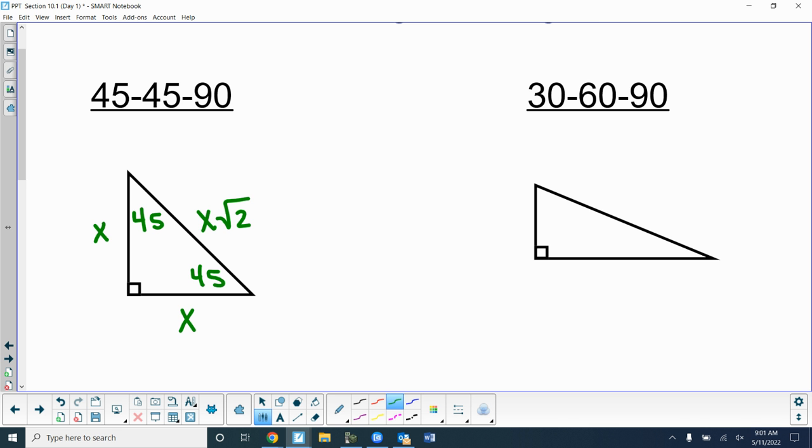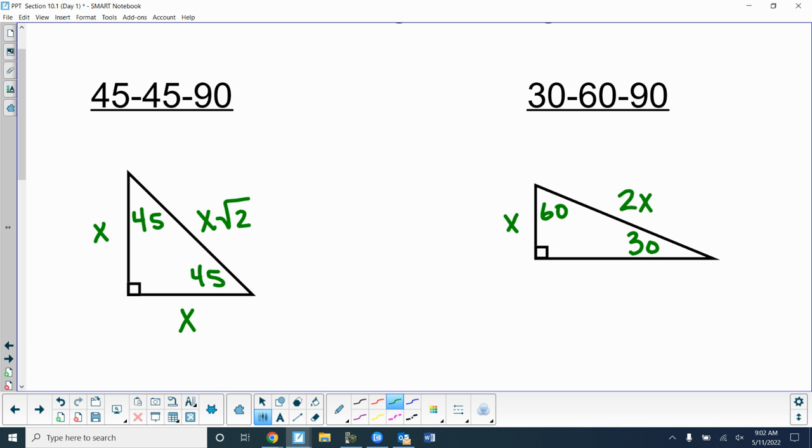Okay? So when you got a 30, 60, no, x radical 2 is different from x squared, right? Opposite the 30, we call the short leg. We're going to call that one the x. The hypotenuse in a 30, 60, 90 is always twice as long as the short leg. So that's going to be 2x.